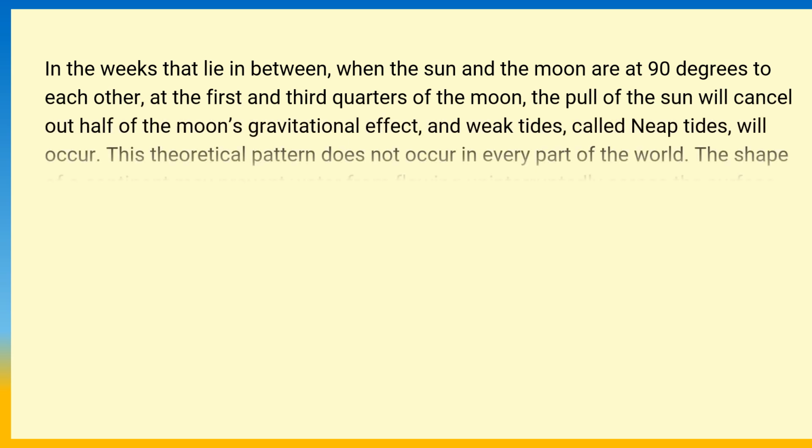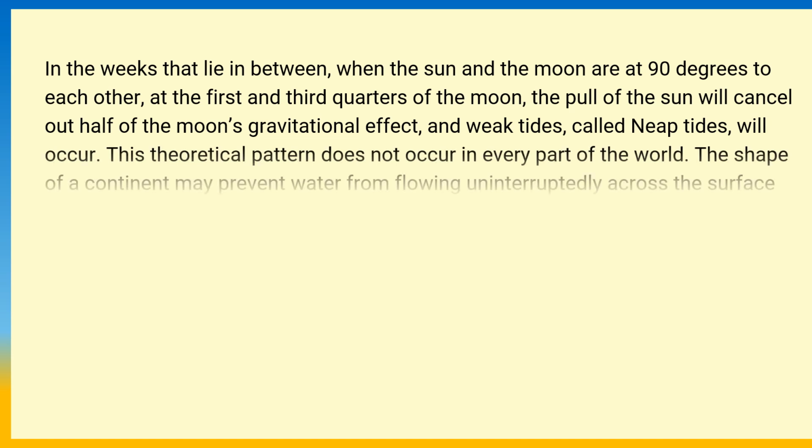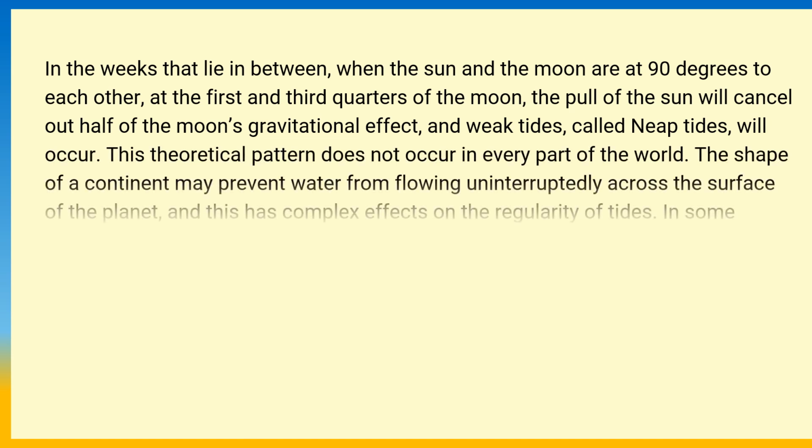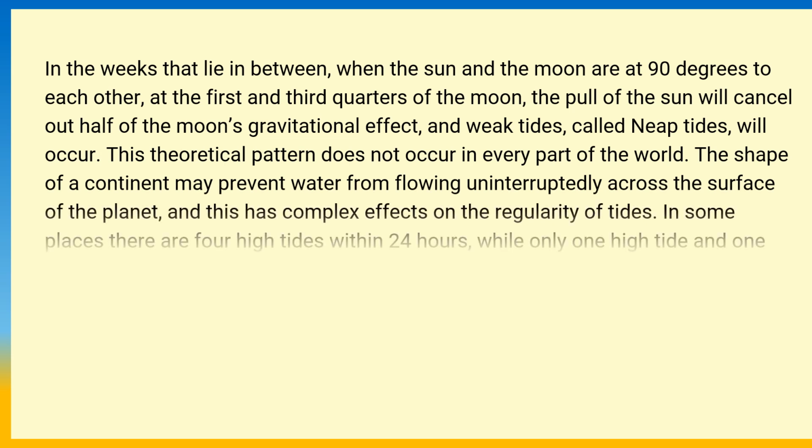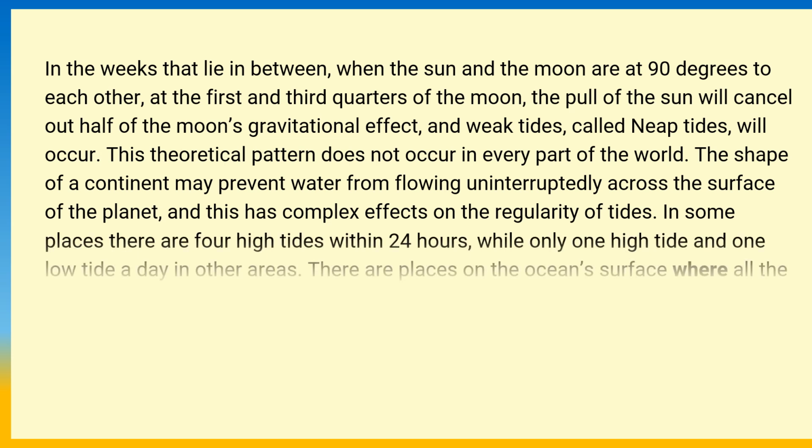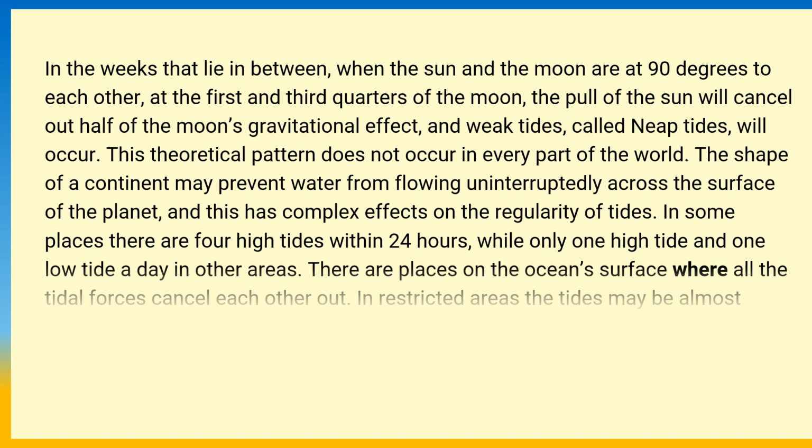This theoretical pattern does not occur in every part of the world. The shape of a planet may prevent water from flowing uninterruptedly across the surface of the planet, and this has complex effects on the regularity of tides. In some places, there are 4 high tides within 24 hours, while only 1 high tide and 1 low tide a day in other areas.